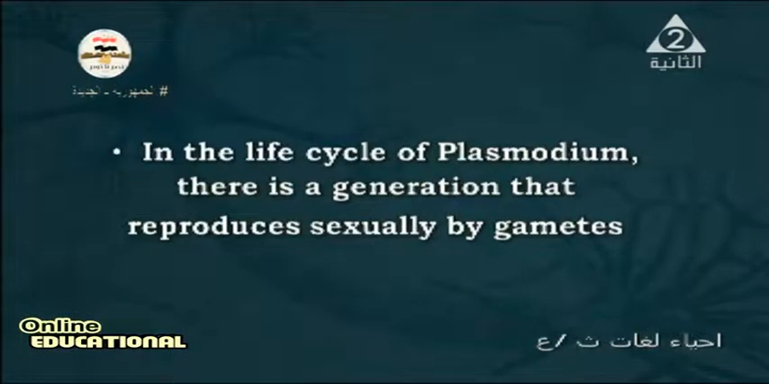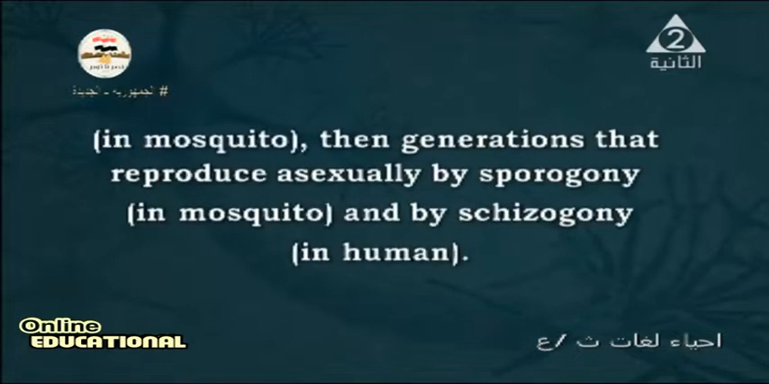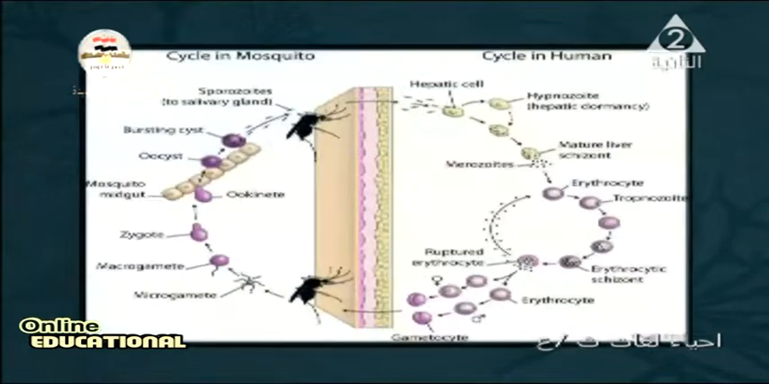In the life cycle of plasmodium, there is a generation that reproduces sexually by gametes in the mosquito, then a generation that reproduces asexually by sporogony in the mosquito and by schizogony in the human. This is a type of reproduction that occurs inside the human body to produce parasites. The life cycle shows what happens to the plasmodium inside the mosquito body and inside the human.